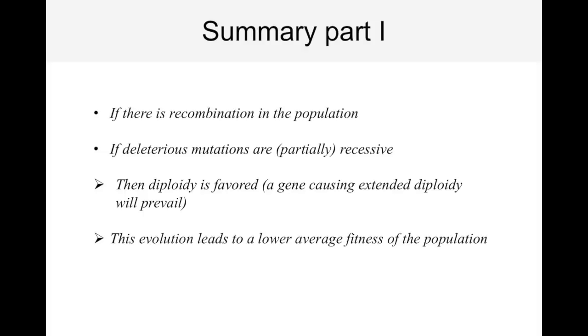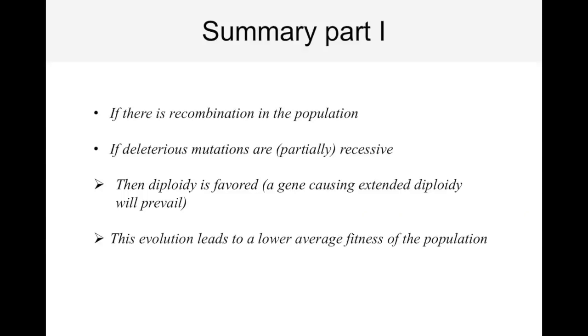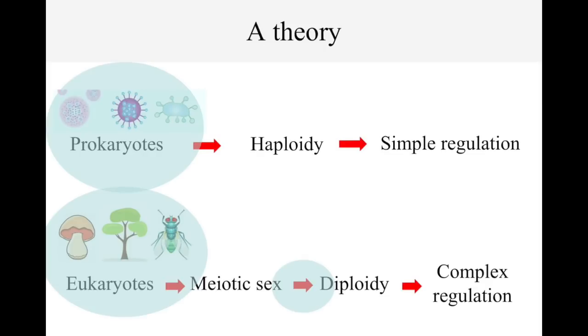Summary of this first part. If there is recombination in the population, and if deleterious mutations are at least partially recessive, then it follows that diploidy is favored, meaning that if you consider a gene that extends diploidy, it will prevail. And this evolution leads to a lower average fitness of the population, but that's a side effect. So when you've got recombination, you evolve diploidy. Now we'll spend the last part of the talk explaining the relationship between diploidy and complex regulation.